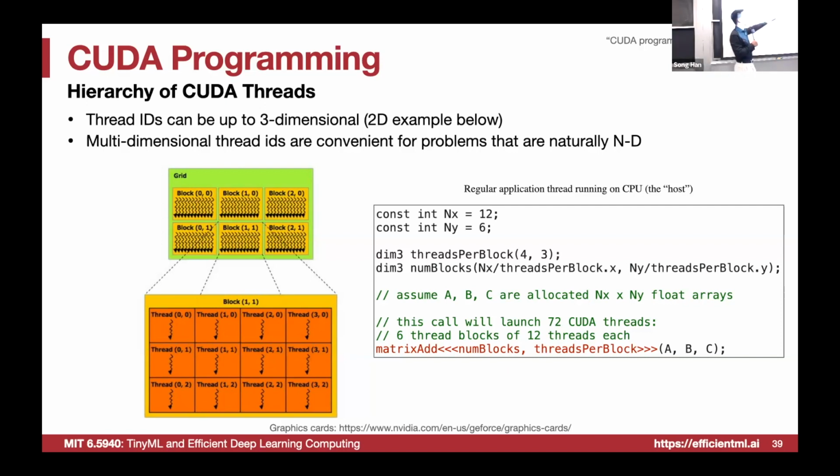And here, nx, ny, they could be the dimension of the workload, the matrix, for example. And here we define the threads per block to be 4 by 3, and then the number of blocks can be naturally derived by dividing: 12 divided by 4 for nx, and 6 divided by 3 for ny. So altogether, we launch 72 CUDA threads in this case.